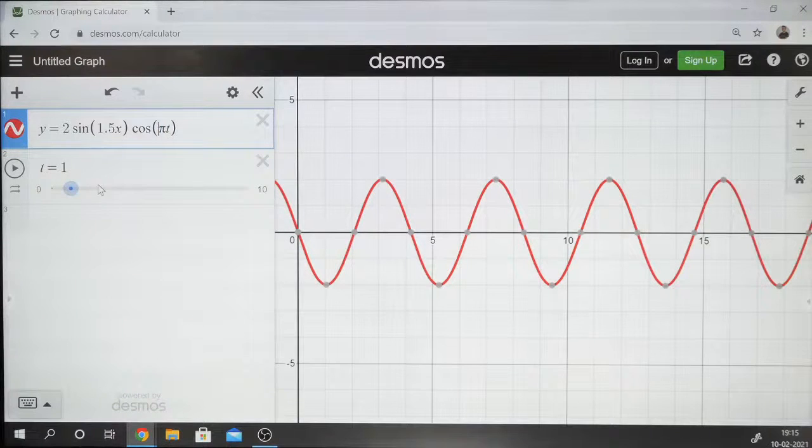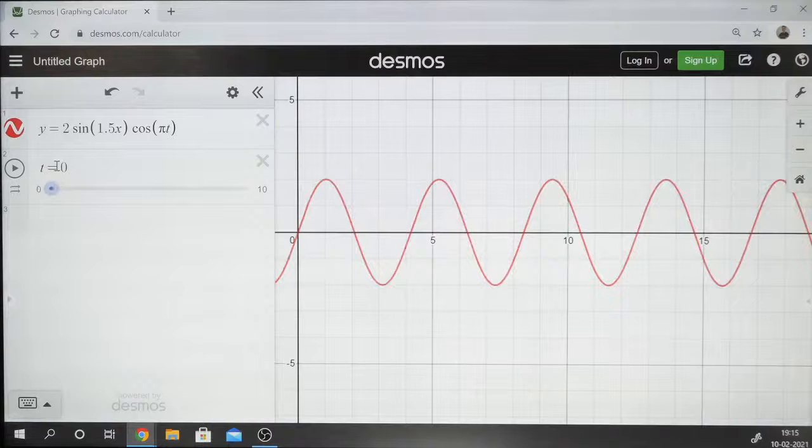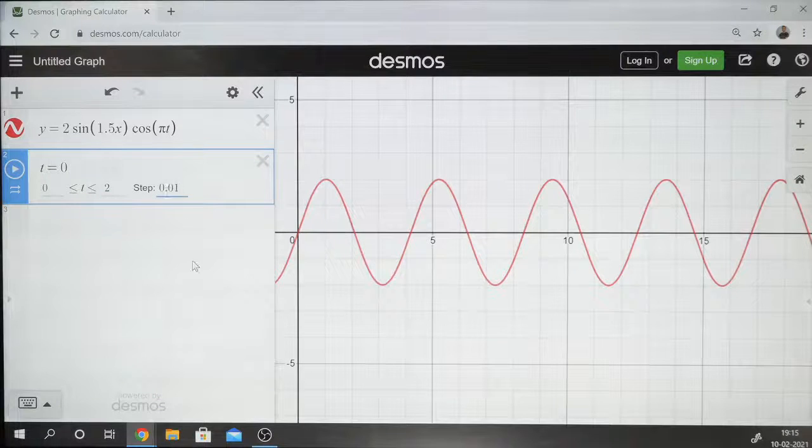Let me just put t in here. And 0 to maybe 2 in increments of 0.01. Okay, now let's see how it works. Let's play this and see how it works.